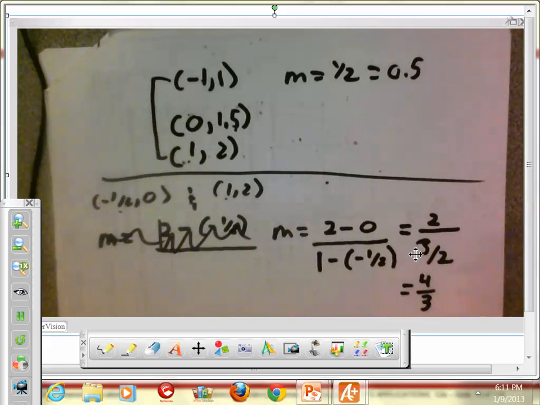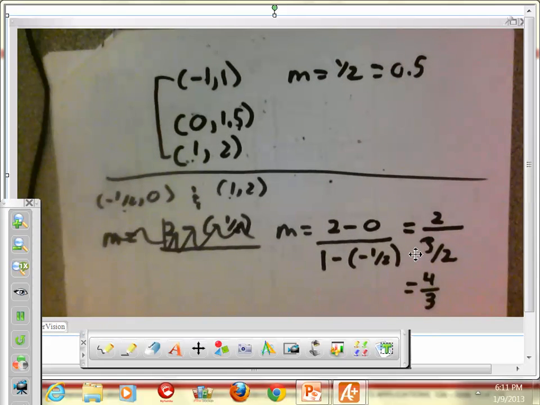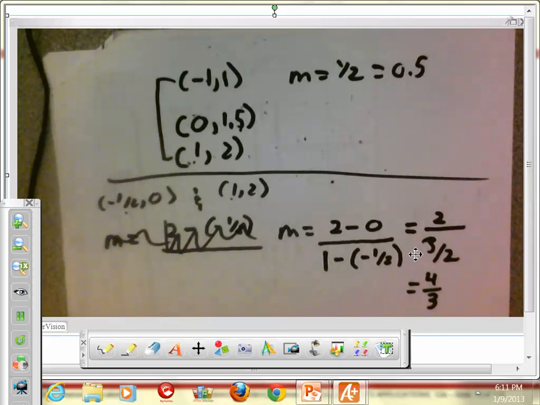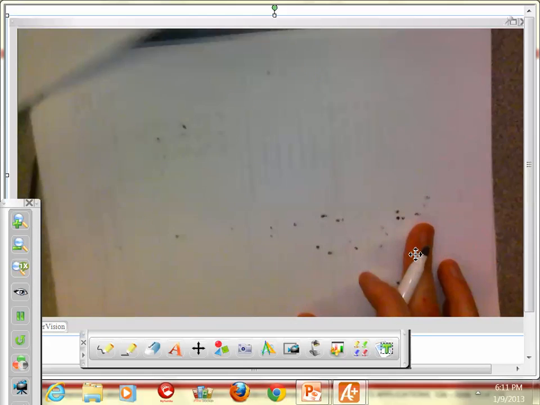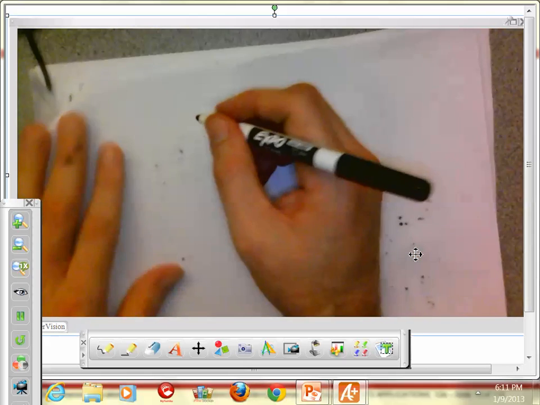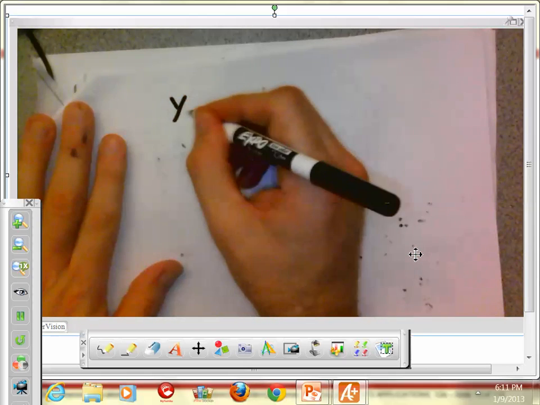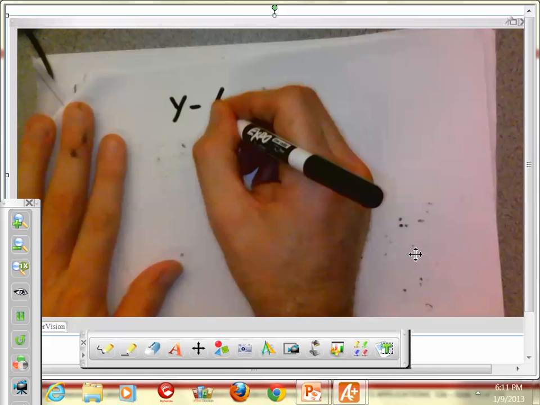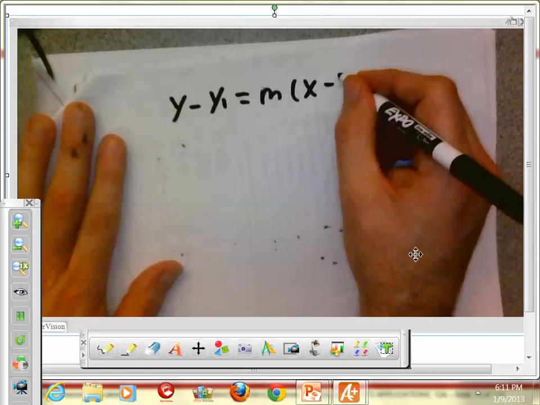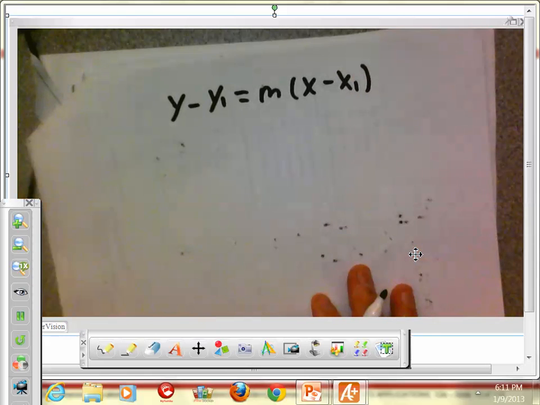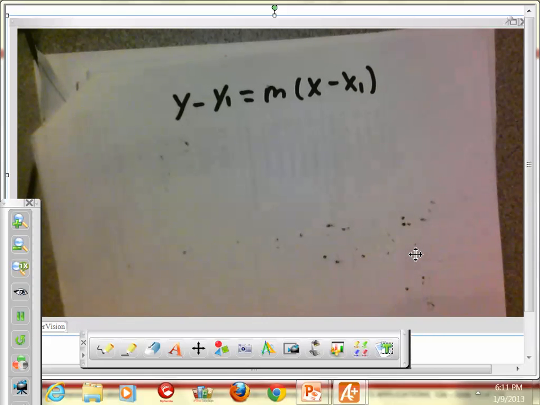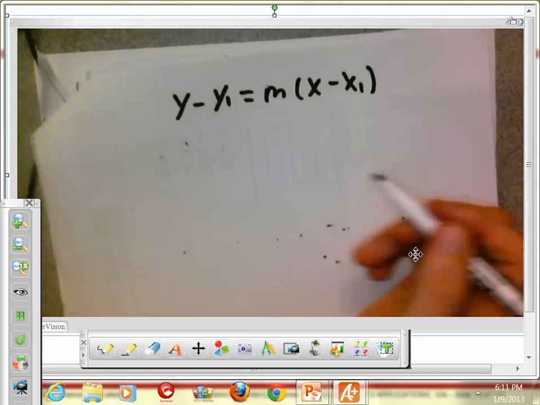And now this is my slope. Now what I can do is pick either one of these points, it doesn't matter, and use property 3, that y minus y1 is equal to m times x minus x1. Now I know that the slope is 4/3, so I'm going to pick the point 1 comma 2.